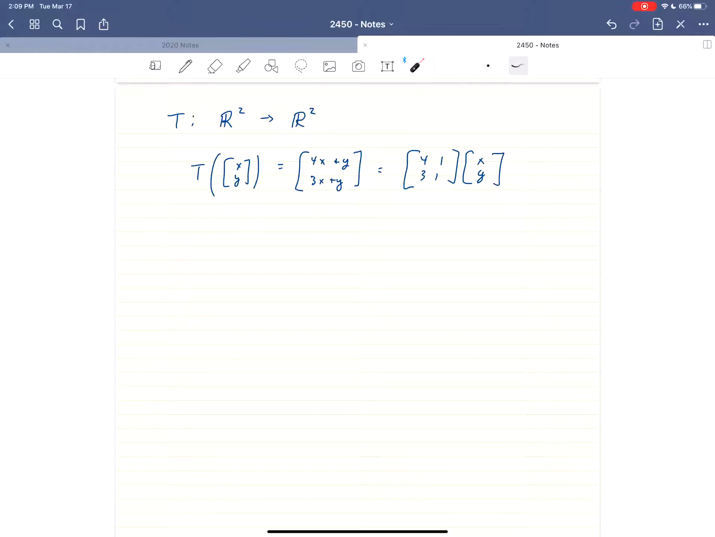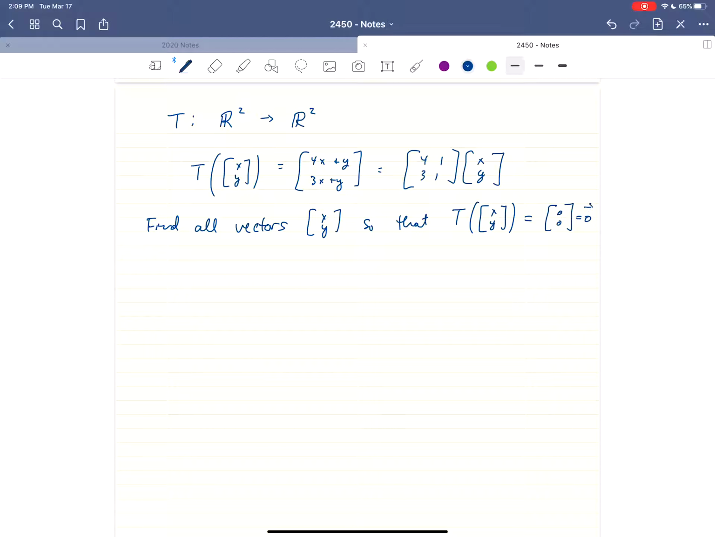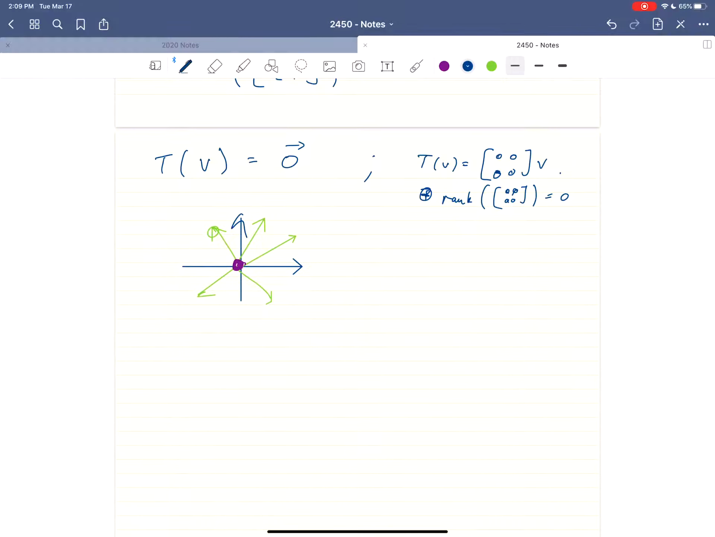What I want to do is find all the vectors, say (x, y), so that when I apply the linear transformation to those vectors, what we get is the 0 vector. We get (0, 0). So I want to figure out what are the vectors that get mapped to the origin. And of course, that's going to depend on the transformation. We saw previously that you can have a transformation where everything gets mapped to the 0 vector.